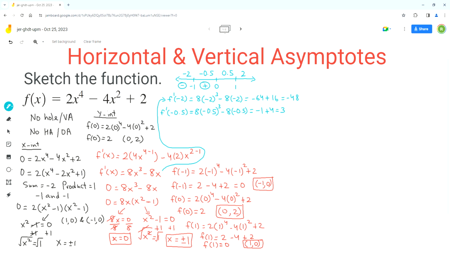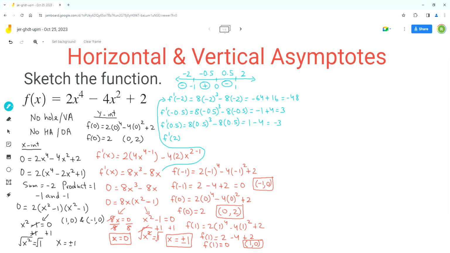Now we can use the third test value, f prime at 0.5. So we get 8 times 0.5 cubed minus 8 times 0.5. 0.5 cubed is equal to 1 over 8, and 8 times 1 over 8 is 1, minus 8 times 0.5, which is 4. So we get -3. That means the function is decreasing between 0 and 1 because f prime is less than 0.